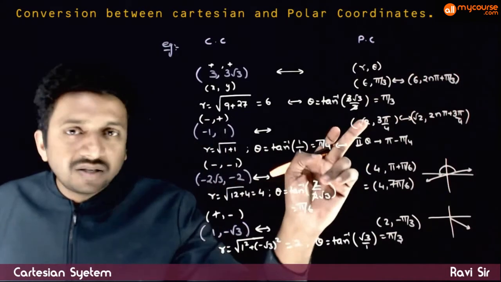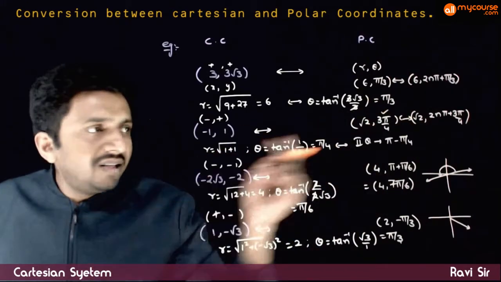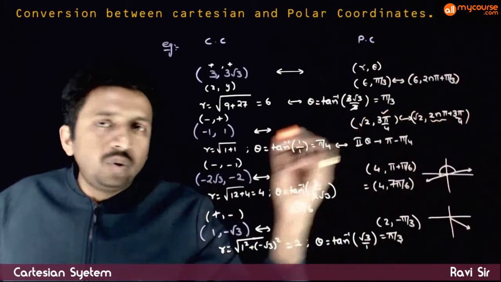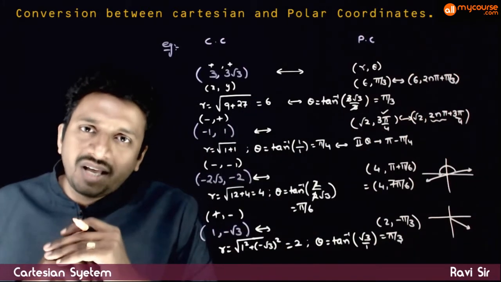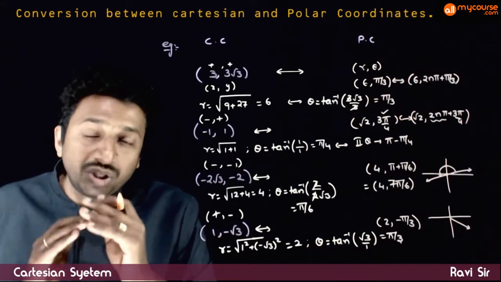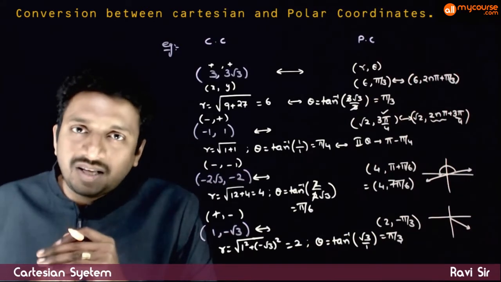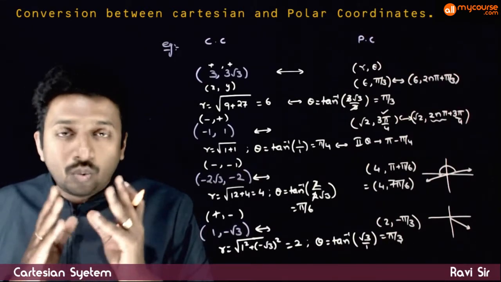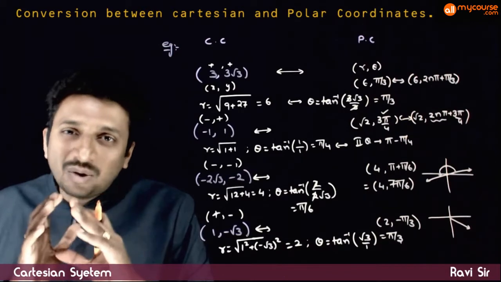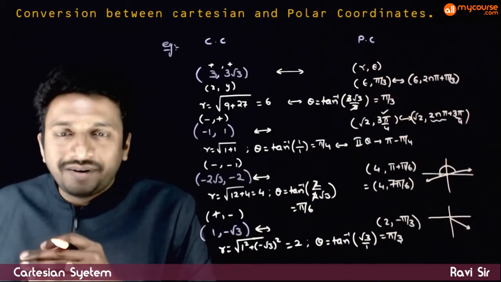So I hope you have understood what I'm doing. If you have a particular theta, any number of 2n pi's can be added to the angle. The position of the ray remains the same. The position of the ray does not change. Hence, the point does not change. So now I hope you have understood what polar coordinates are and how to convert from one type of coordinates to another type of coordinates.